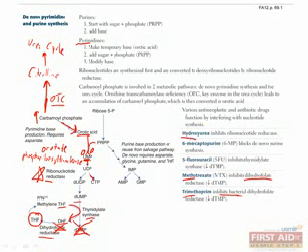Some other antineoplastic therapies that relate to nucleotide synthesis are hydroxyurea, which inhibits ribonucleotide reductase, 6-mercaptopurine, which inhibits purine synthesis, and 5-fluorouracil, which inhibits thymidylate synthase.